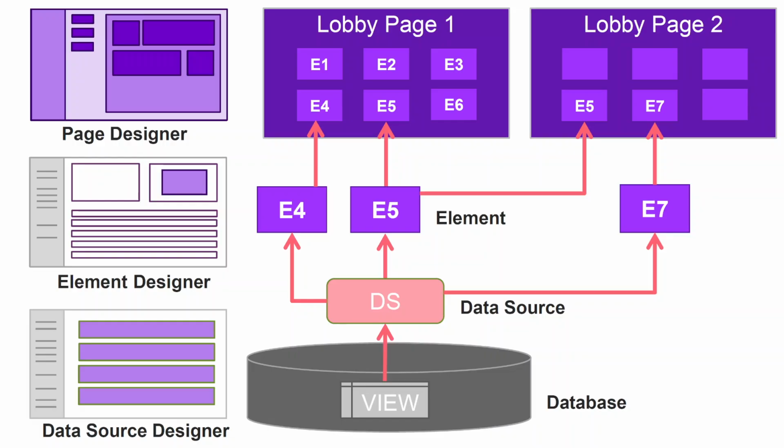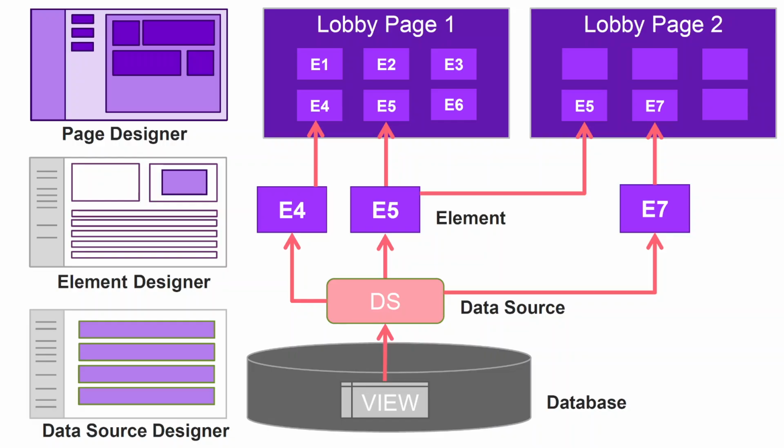Of course, we will discuss that each lobby page can have its own page parameters, by which the data gets filtered according to what the user wants to see. And obviously, if we are using one element in multiple lobby pages, we also need to make sure that the underlying data source supports the same parameters that the user passes in the lobby page.